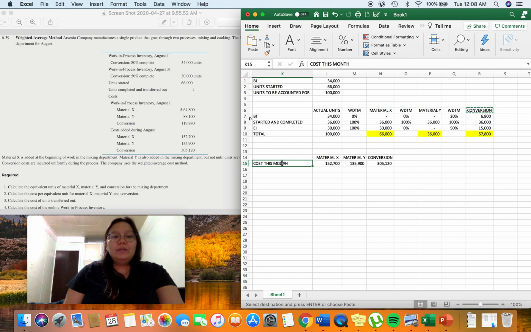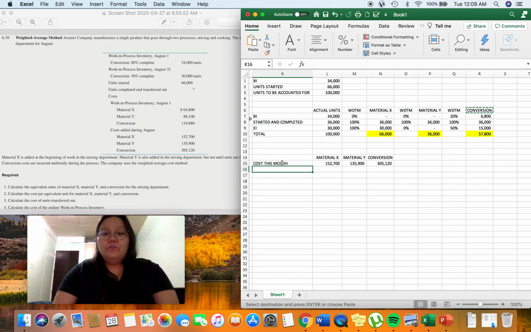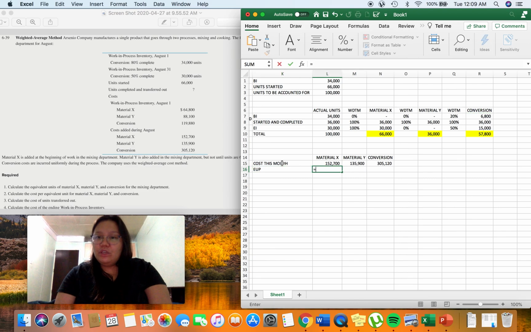So, ano lang naman yan dapat compatible yung numerator and yung denominator. So, kanina, yung denominator natin includes even the work that we have done last month. Kaya, yung numerator mo, sinama mo rin yung cost last month. For FIFO, our denominator only includes the work done this month. So, yung numerator natin, ganun din. Okay? So, we will divide this by the respective EUP. So we have 66,000, this one is 36,000, this one is 57,800.